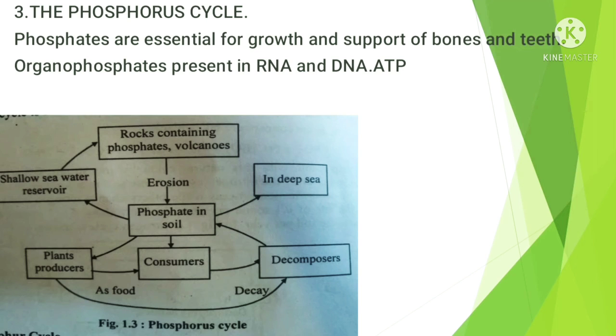Plant producers give food to consumers, and after decay it goes to decomposers. Again, when decomposers decompose, the phosphate goes to soil. From soil again to the shallow seawater reservoir and then again to rocks containing phosphate and volcanoes. So again, this is a continuous cycle of phosphate.